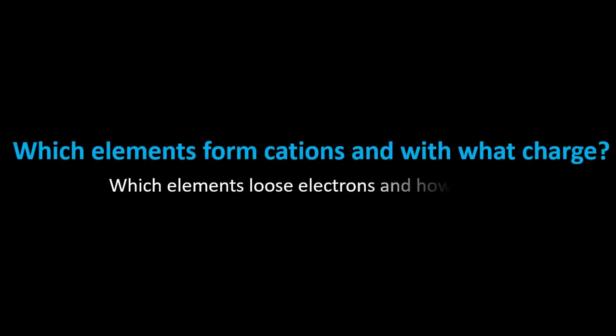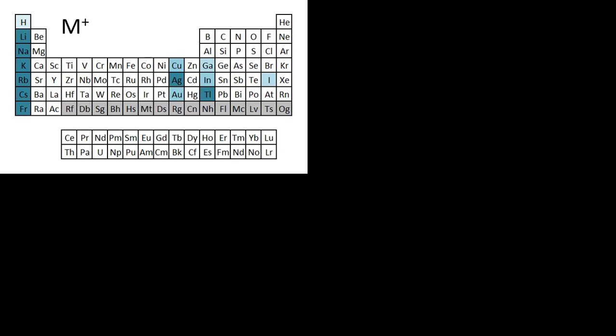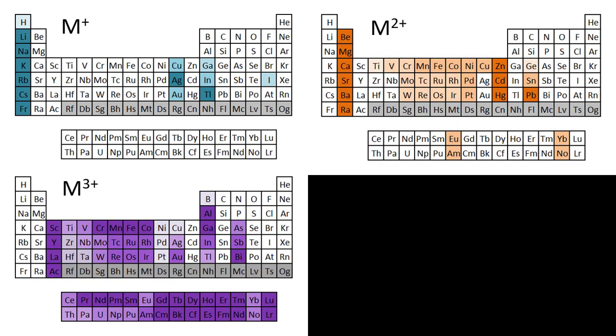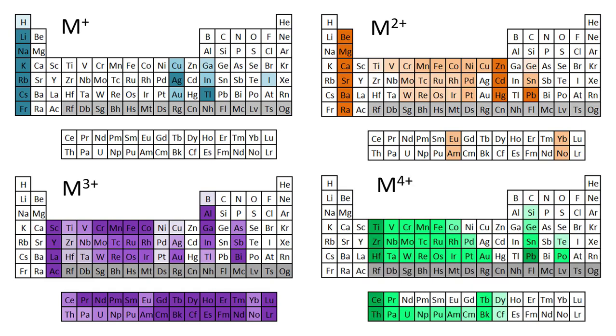So we might ask the question, which elements form cations? And for the ones that do, what charges do they have? Let's start from an observational perspective. For each element, we can look at its compounds and whether it is known to form cations and how commonly it does that. We can do that for the singly charged monocations, for the dications with a 2+ charge, and for the M3+ trications, and for the M4+ tetracations.